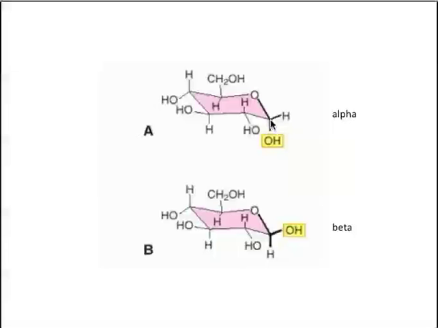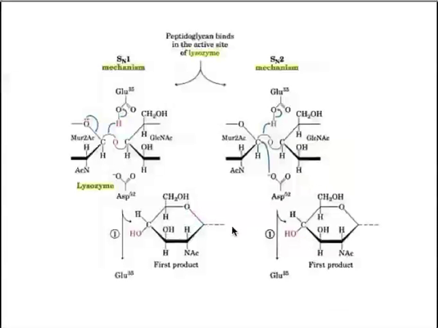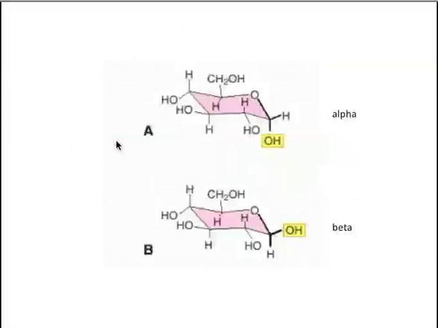There's two ways that this anomeric carbon can be configured. Alpha is that configuration in which the hydroxyl is in this axial position. The other is beta, in which the hydroxyl is in an equatorial position. So in terms of the substrate, we can briefly look at that, and I'll come back to this in a moment. What we're talking about is the relative configuration of this oxygen in the glycosidic bond.